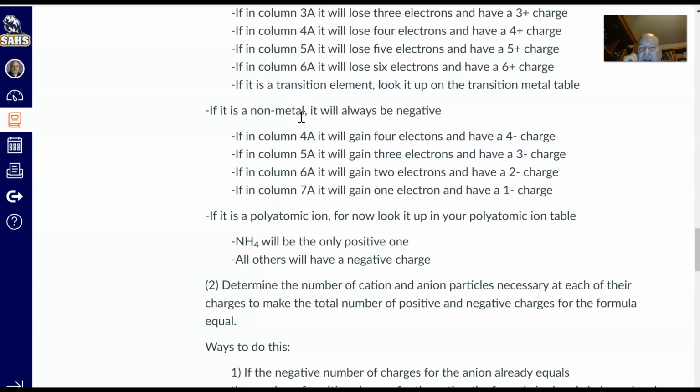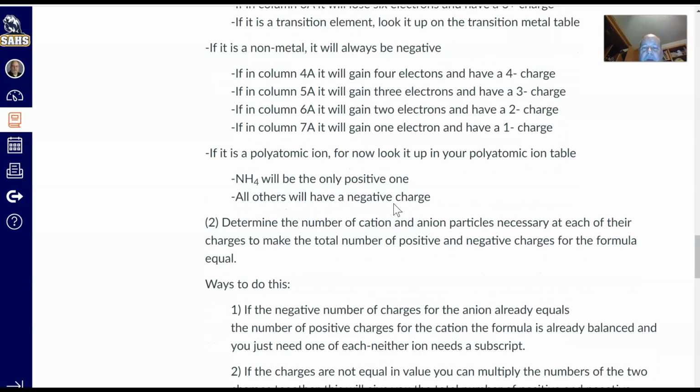If it's a nonmetal, it will always be negative, right? And in 4A, it will gain 4 electrons, so it'll have a 4 negative charge. In 5A, I have 5 spots that I've already taken up. There's only 3 left, so I'll take 3 electrons and have a 3 negative charge. In 6A, I will gain 2 electrons because there's 2 spots left in the outer shell, and I'll have a 2 negative charge. And then in 7A, we'll have a 1 negative charge.